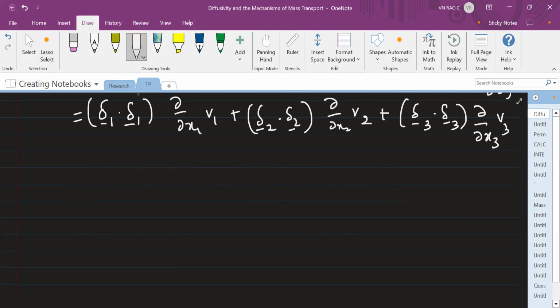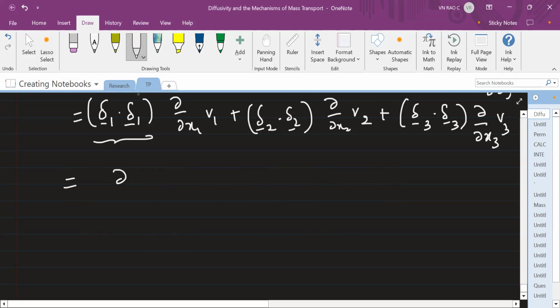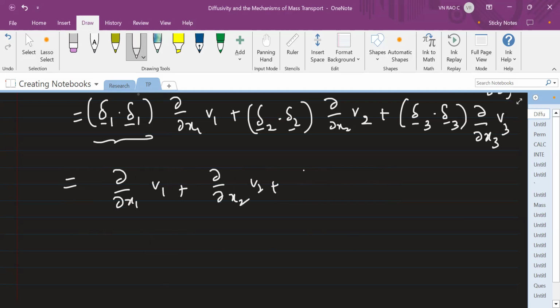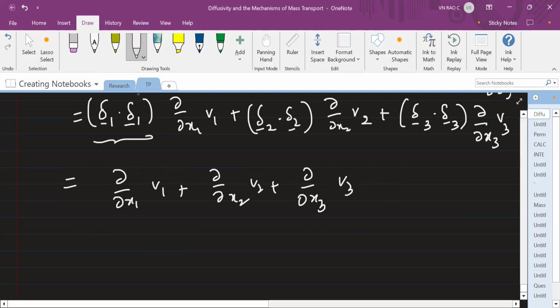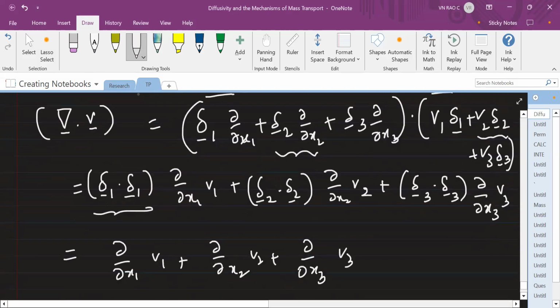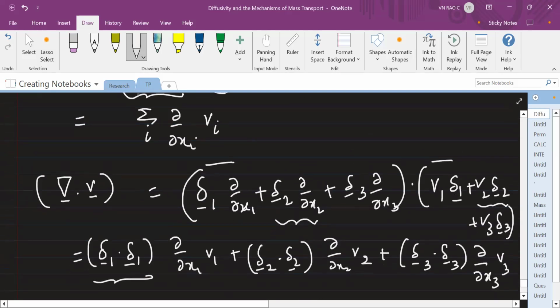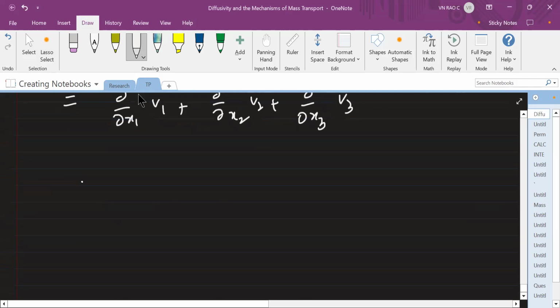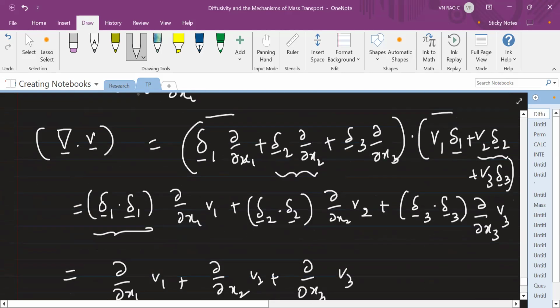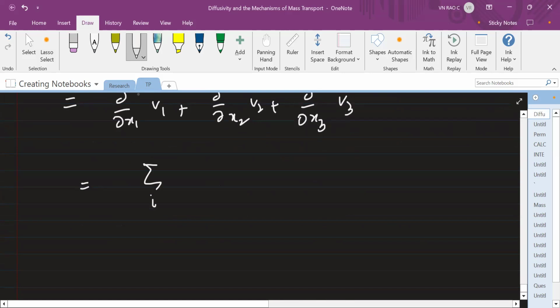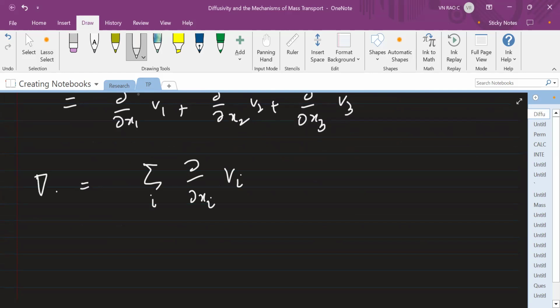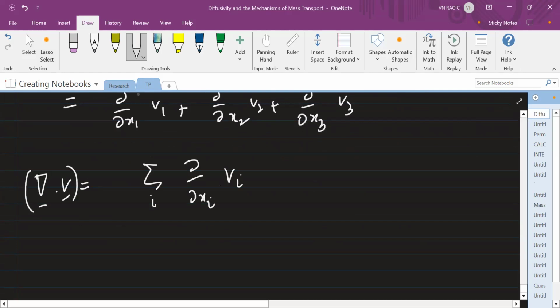Okay. Now what will happen here? Dou by dou x1 v1, dou by dou x2 v2, dou by dou x3 v3. So this is our quantity. If I take the delta product, you can see what we have obtained here. I can write this as sigma i dou by dou xi vi. So this is what is being proved.